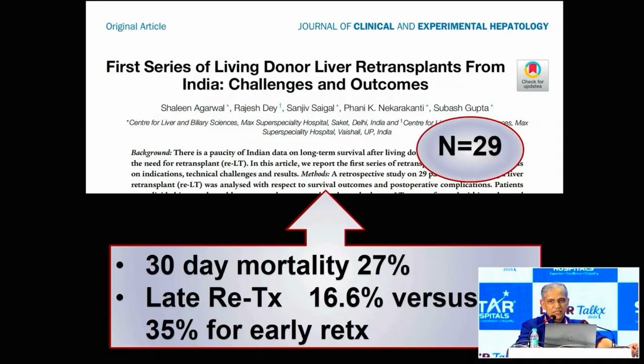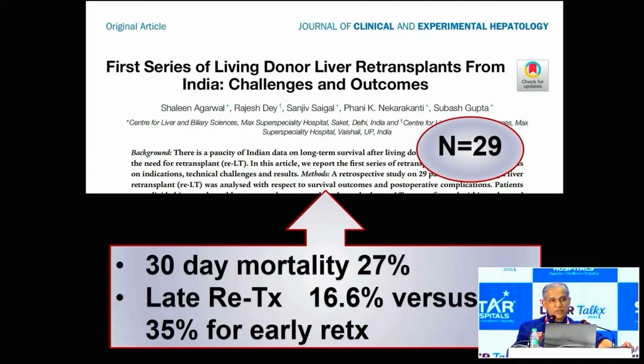So I think because of that, the number of retransplants that we do amongst the ones that are actually required is much, much less than what is there. In this particular series, out of the 29, they had a 30-day mortality of 27%, which is not bad. And they found the late retransplant had a significantly lower mortality, 16.6 versus 35% for early transplant.